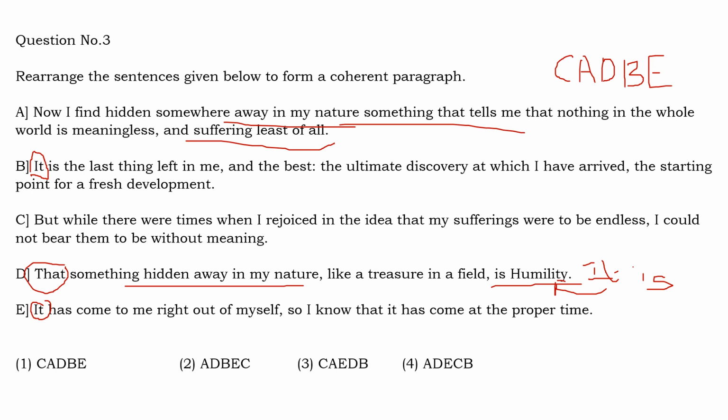first you have to state why it is giving him a fresh development. Then you can say that it has come at the proper time. So this is the ultimate discovery at which I have a starting point for a fresh development. So it is going to help me to start my life fresh, and it has come at the proper time. So first you say that something has happened to me that is going to help me to start my life fresh, and it has given me some new insights, and it has come at the right time. So that is why CADBE will be the best answer to this sequence.